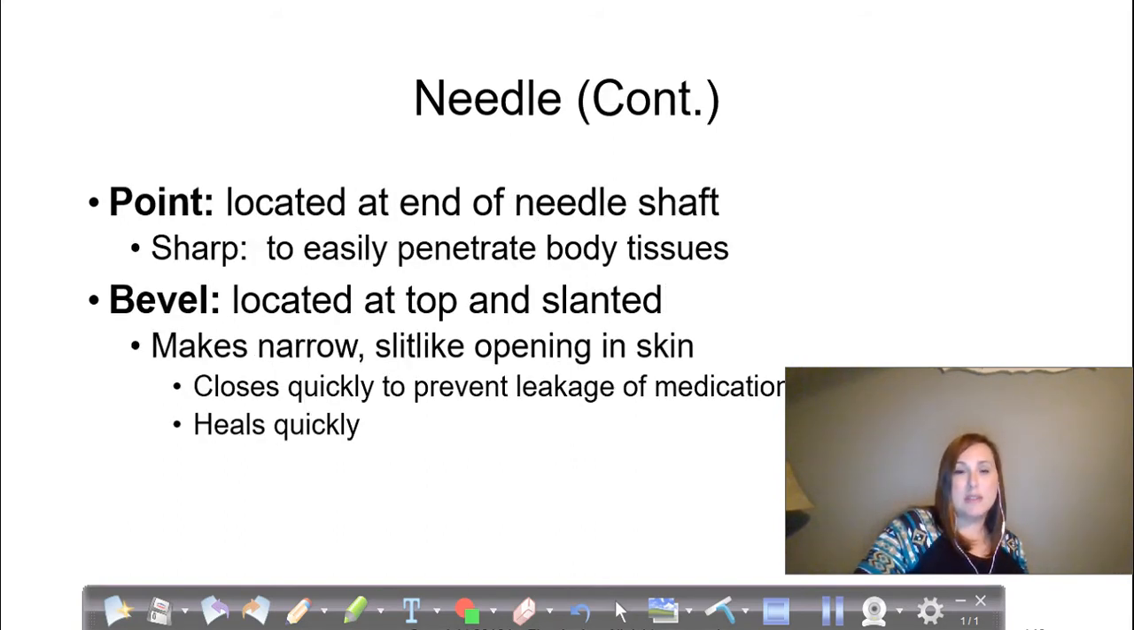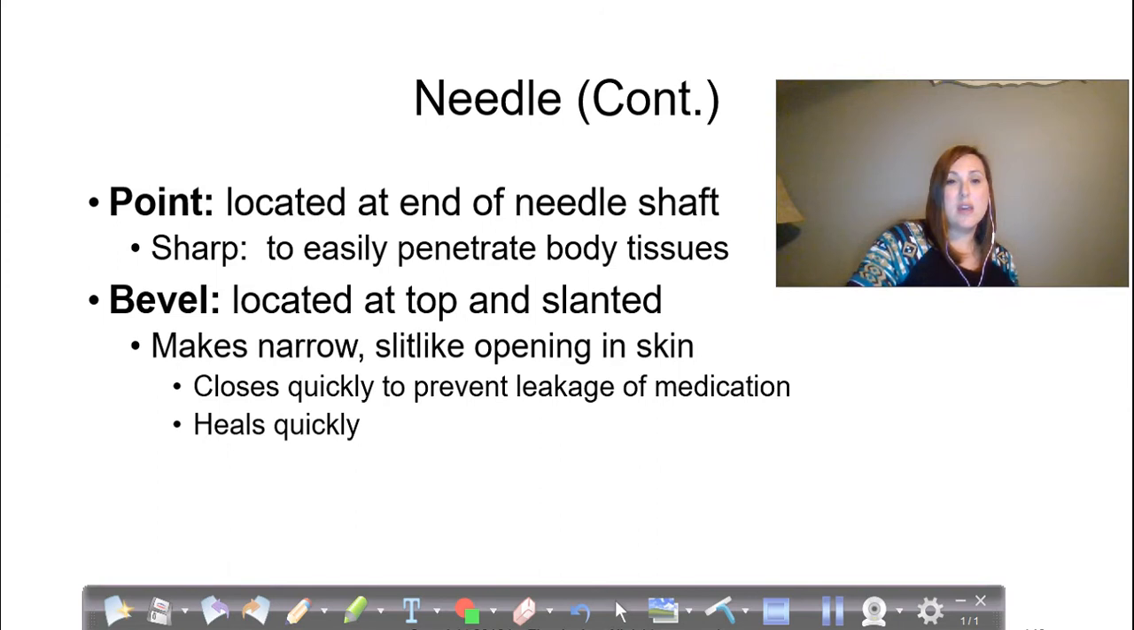So the point is, of course, the tip of the needle. That's what's sharp. That's what we use to insert into the body tissue. The bevel is the top of the needle. It's slanted, so the point is the tip of that slant. So it can make a narrow slit-like opening into the skin. It can close quickly so that the medication doesn't leak out, and it heals very quickly since it's such a small opening.